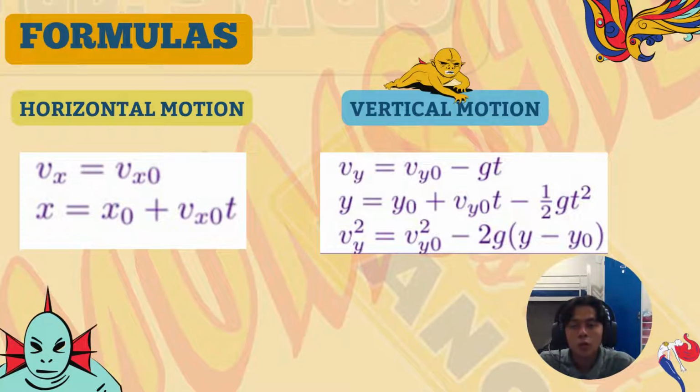Now, I will continue with the formulas in projectile motion. There are two types of formulas, horizontal motion formulas and vertical motion formulas. For horizontal motion, we have V equal to V naught. Then the second one is X equal to X naught plus V naught T. For vertical motion, we have three: V equal to V naught minus GT. Second, Y equal to Y naught plus V naught T minus half GT squared. And the last one, V squared equal to V naught squared minus 2G times (Y minus Y naught). That's all from me. Thank you.